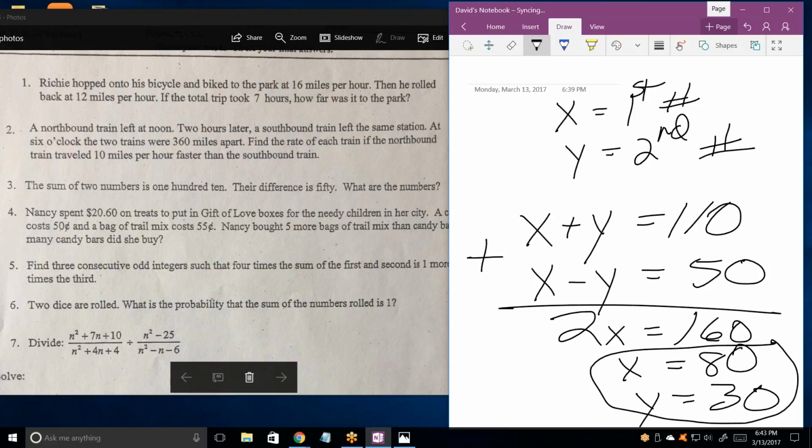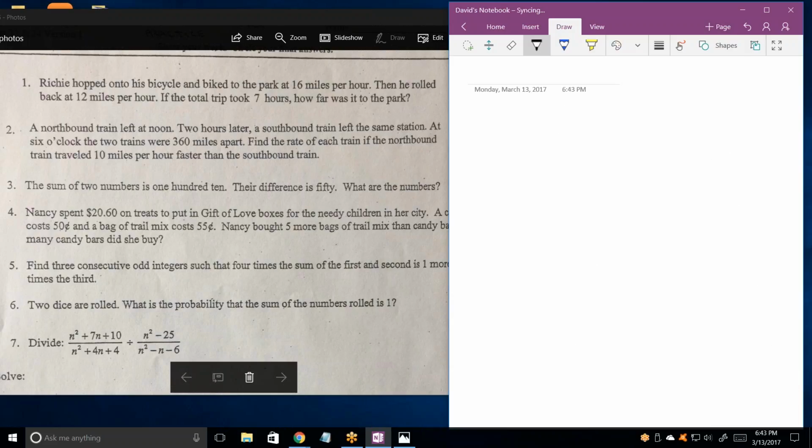Now, let's go back and talk about number 1 again. Well, they're talking about how far was it to the park. So let's make x equal the distance to the park. In other words, you can always define your variables based on the last sentence that they ask you, pretty much. Whenever I come across a word problem, I go to the last part of the last sentence. That's where I start.